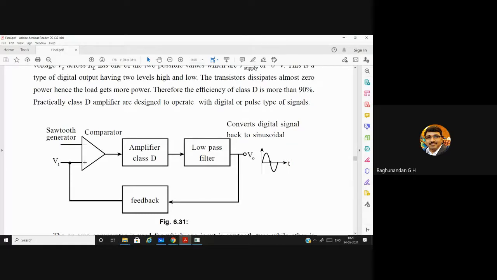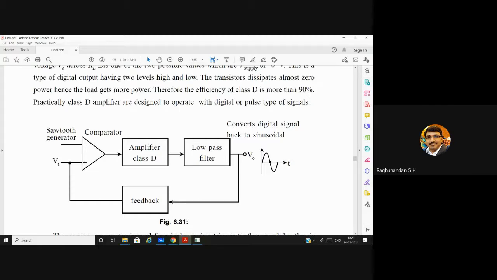So since you can see that here the transistors are not going to dissipate more heat, that means the power dissipation is very less, or almost you can tell it is zero, the efficiency is maximum. It is told that the efficiency of class D amplifier is more than 90%. So that's why in the majority of amplifier applications, we are going for class D power amplifier.